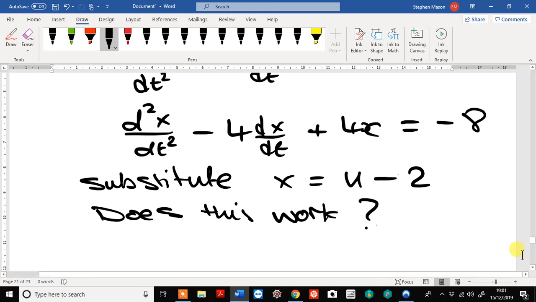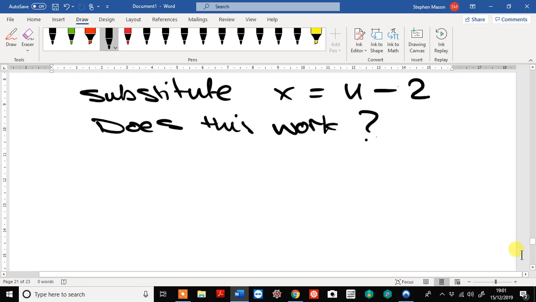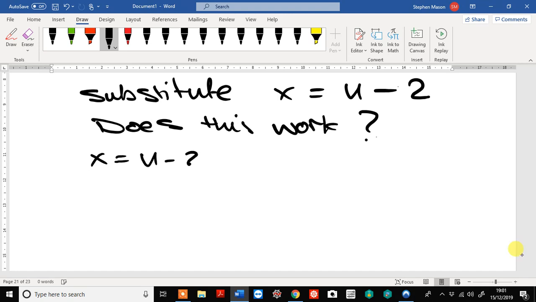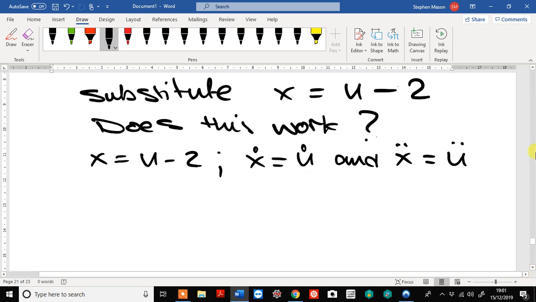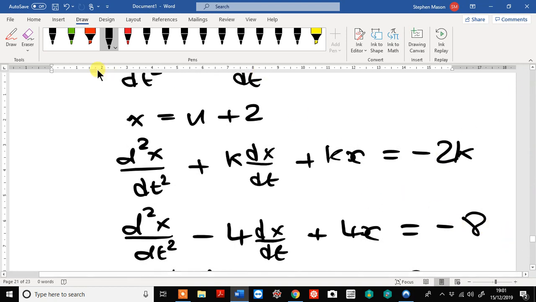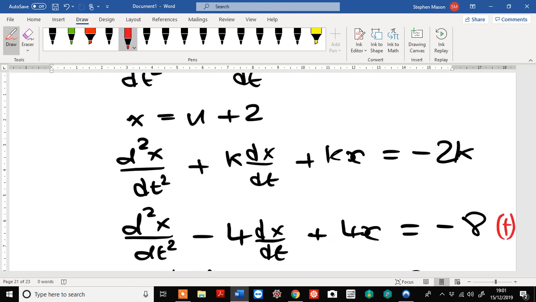Okay, well, we've got x equals u minus 2. We'll write this down again. x equals u minus 2. So therefore x dot equals u dot and x double dot equals u double dot. So we can write this equation. I'm going to call this equation dagger again. So this is equation dagger.